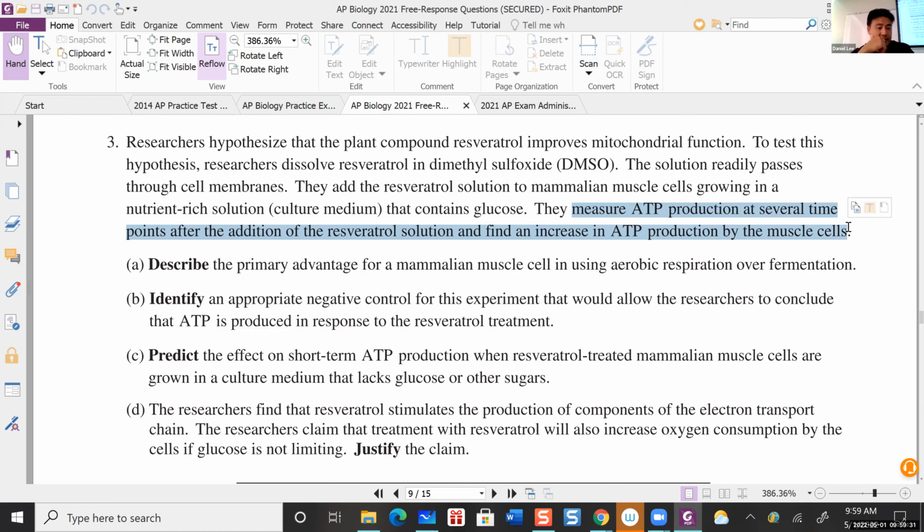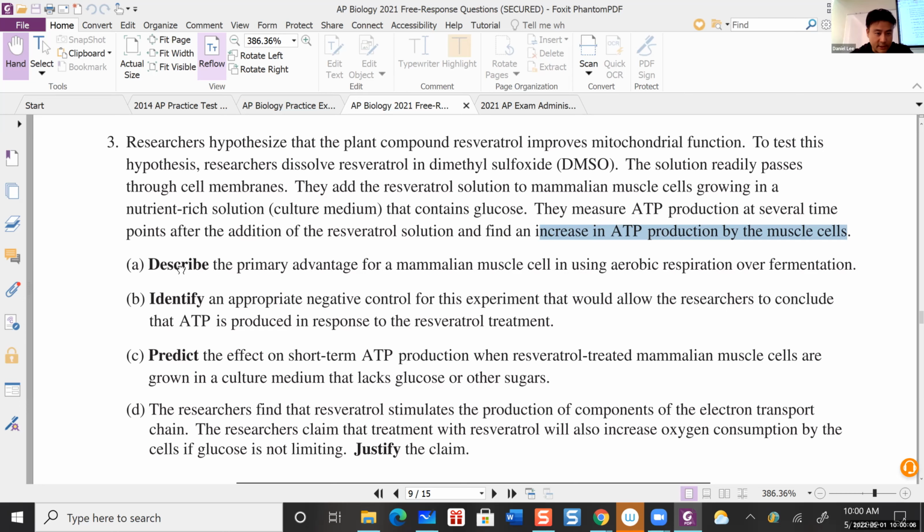So we're told about the finding. So we're looking for how we know that it improves mitochondrial function. So we put it into the muscle cell, and then they measure ATP production and found there is an increase in ATP by the muscle cell. So essentially the compound makes you produce more ATP. And this is from mitochondria. So this is aerobic respiration, not anaerobic fermentation, right? So this is improving mitochondrial functions and so forth.